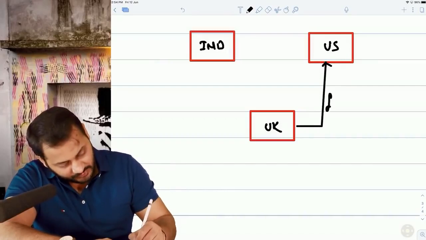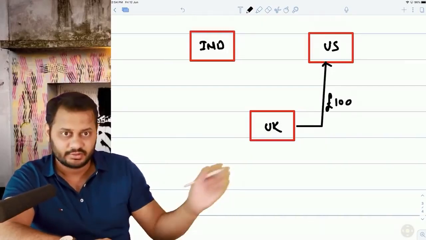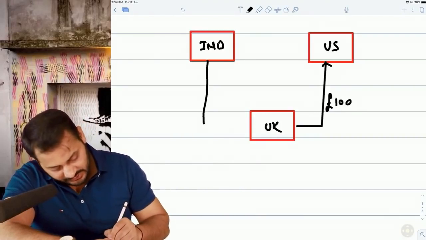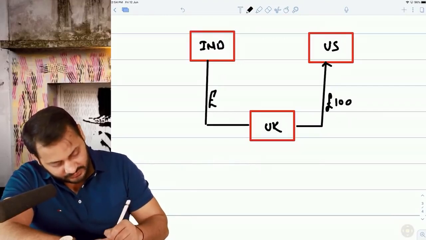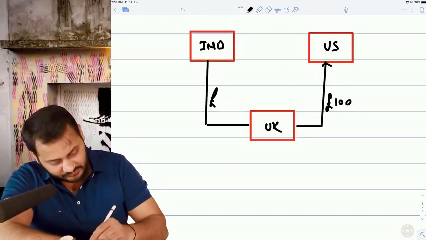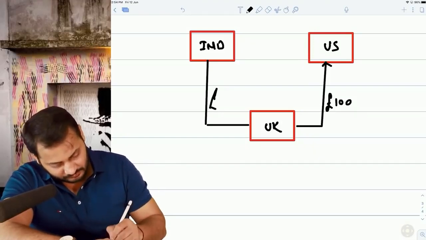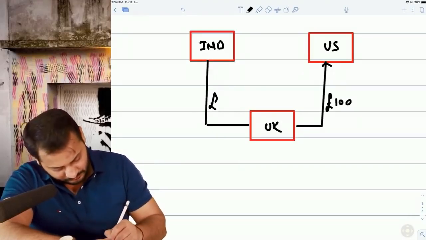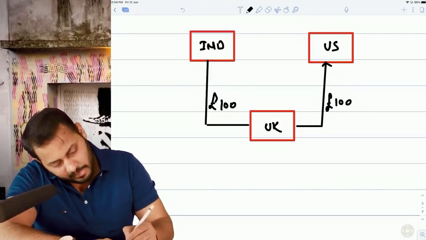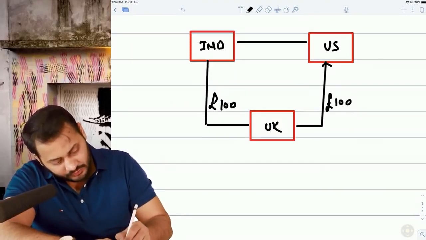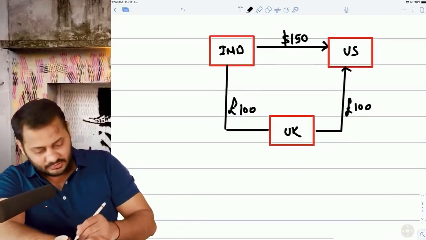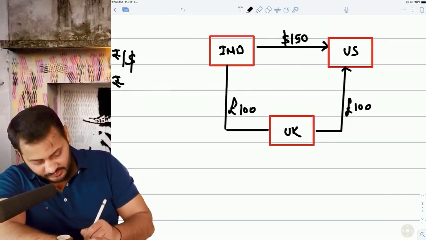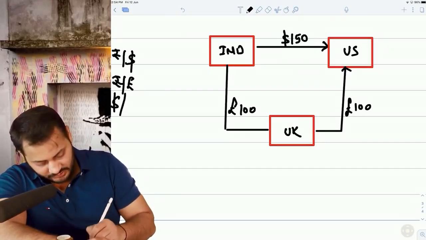So let's say the UK company has to make a payment of £100 to the US party. On the other side, India has to make a payment to the UK, and for the sake of simplicity we will keep it as £100 itself. And then India has to make a payment to the US also of $150. And let's take the exchange rates: rupees per dollar, rupees per pound, and one more thing, dollar per pound. Okay, we'll cover every possible situation.